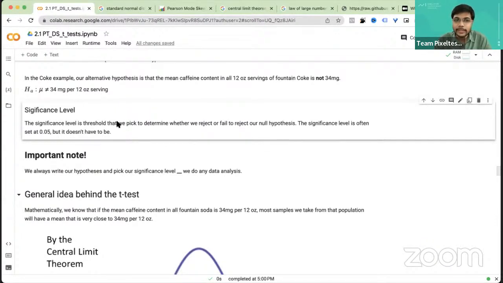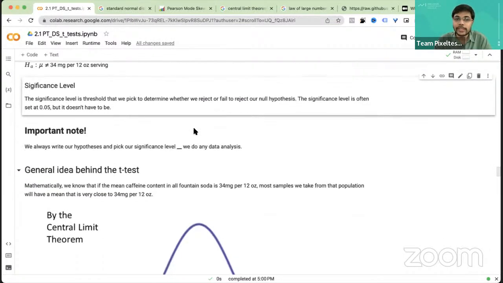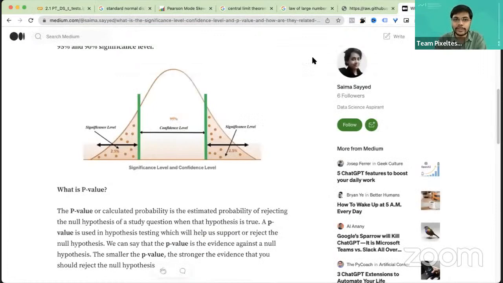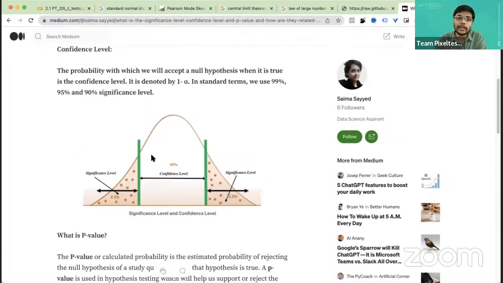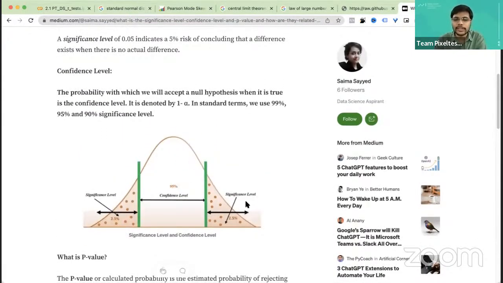The significance level is the threshold that we pick to determine whether we reject or fail to reject our null hypothesis. The significance level is often set at 0.05, meaning 5%, but it does not have to be, like the example we have seen. In some areas where we want more confidence, we cannot tolerate the null hypothesis not being true.